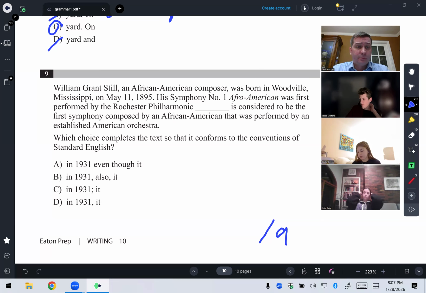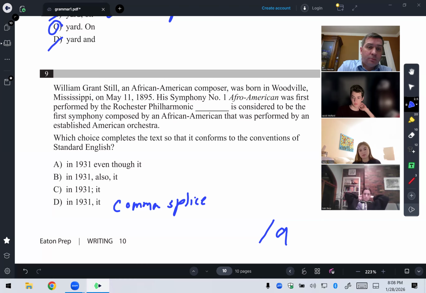All right, we do have a comma splice run-on. I'm going to label it. Can't join two independent clauses with a comma. We can, however, use a semicolon, which is the right answer.